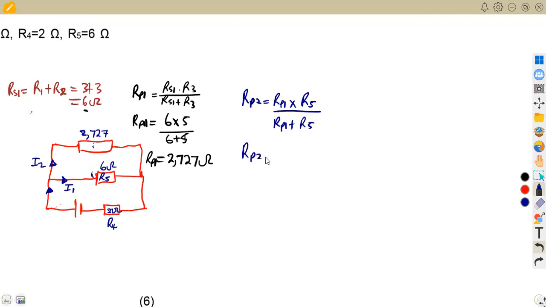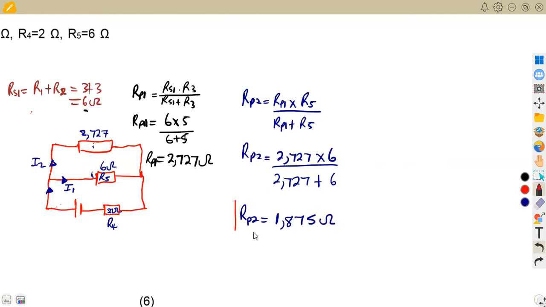All right, so that means our RP2, if we multiply, it's going to be 2.727 times R5 in this case, which is the 6 ohm resistor, everything over 2.727 plus 6 ohm resistor. So that means our RP2, if we simplify properly here, we are going to obtain something like 1.875 ohms. All right, so this is the parallel combination that we are obtaining of these two resistors that we see here.